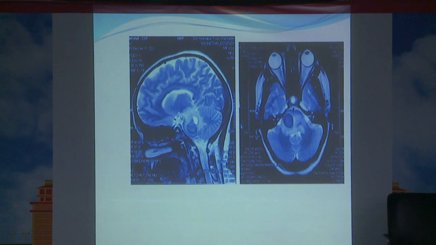This girl had, you can see the big tuberculoma on the left side. This was in the midbrain in the pons area. You had a huge tuberculoma. So this was the one, if you don't do MRI, you will miss them. So you need to do an MRI in these cases to image them.